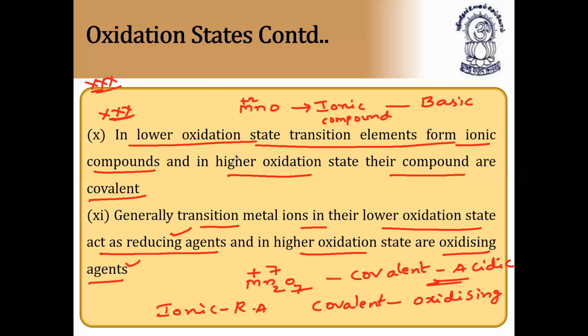So the transition metals in their lower oxidation state form ionic compounds and in higher oxidation states form covalent compounds. And generally transition metal ions in their lower oxidation state act as reducing agents because they form ionic compounds and are basic in nature. And in higher oxidation state, they are oxidizing agents as they are covalent in nature and acidic in nature. So all these points are very important. Please note down these points in your classwork.